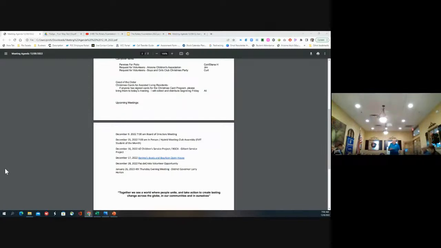Again, I usually stop at Target after the holidays and pick up a couple boxes for $2, or if I have extra cards left over after I send them out to family and friends, I just set them on the side. This year I had to hunt for them because I had to move some stuff around. But I've got cards to send out.